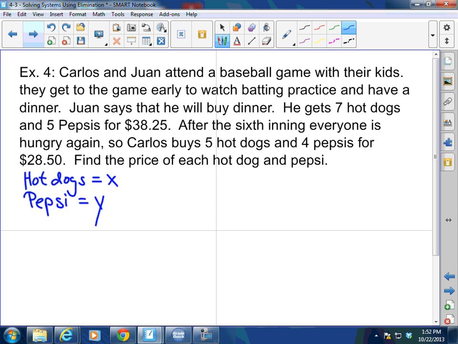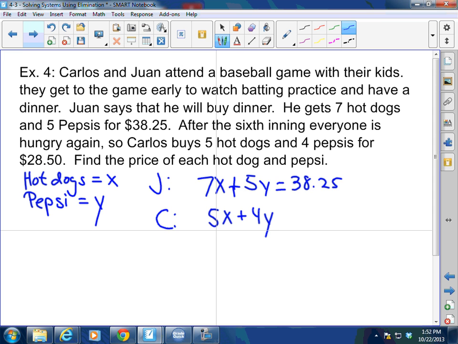So, when Juan bought it, he purchased 7 hot dogs, 7x, plus 5 Pepsis, 5y, for a total of $38.25. When Carlos purchased it, after the 6th inning, he purchased 5 hot dogs plus 4 Pepsis for $28.50.